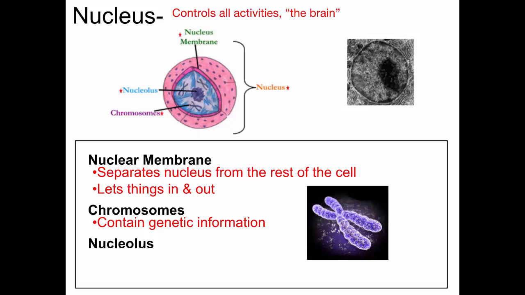So those chromosomes are stored inside of the nucleus. And then finally, this nucleolus, the word itself means little nucleus. Nucleolus. And so the nucleolus, its job is to make another organelle, which we're about to talk about. It makes ribosomes.